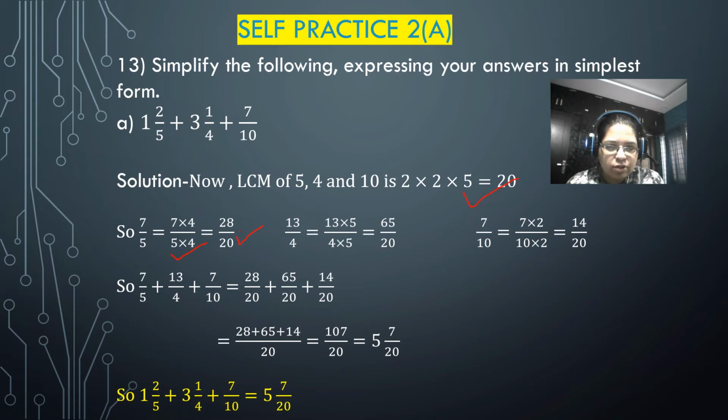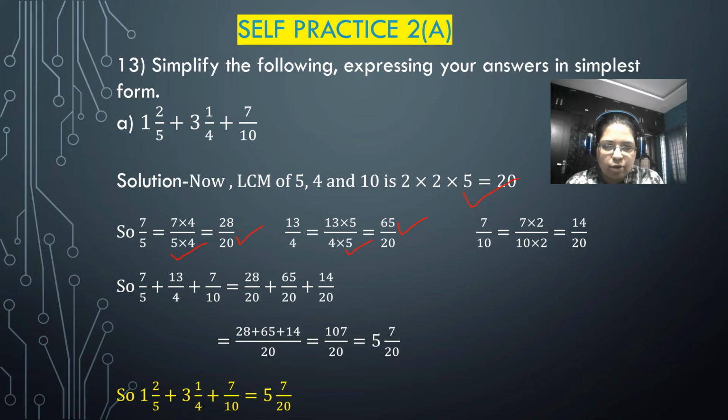Now we have to convert 13/4 into an equivalent fraction. We know 4 multiplied by 5 is 20. So we multiply the number 5 with the numerator and denominator of the improper fraction 13/4. So 13 multiplied by 5 is 65 and 4 multiplied by 5 is 20. So we get 13/4 equal to 65/20.